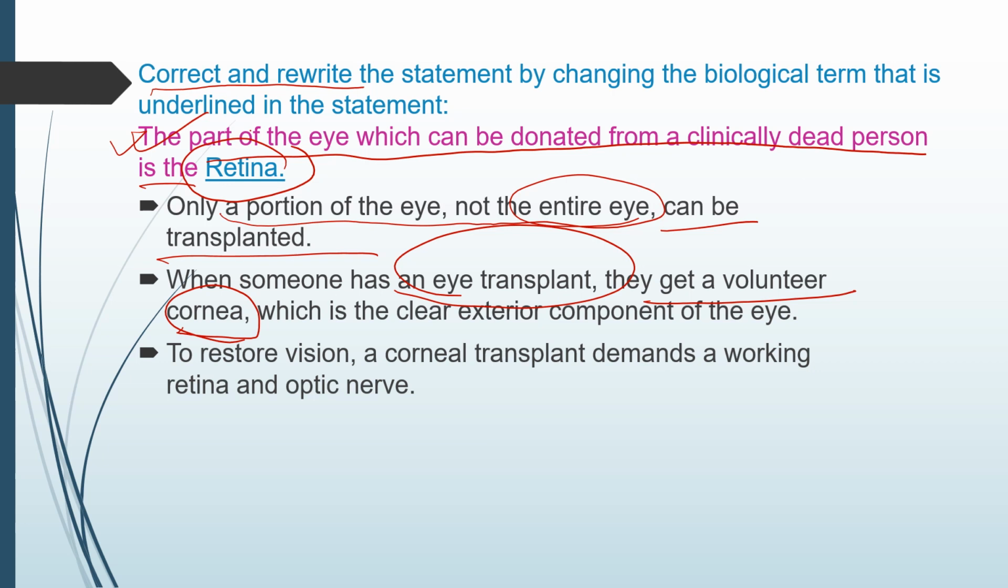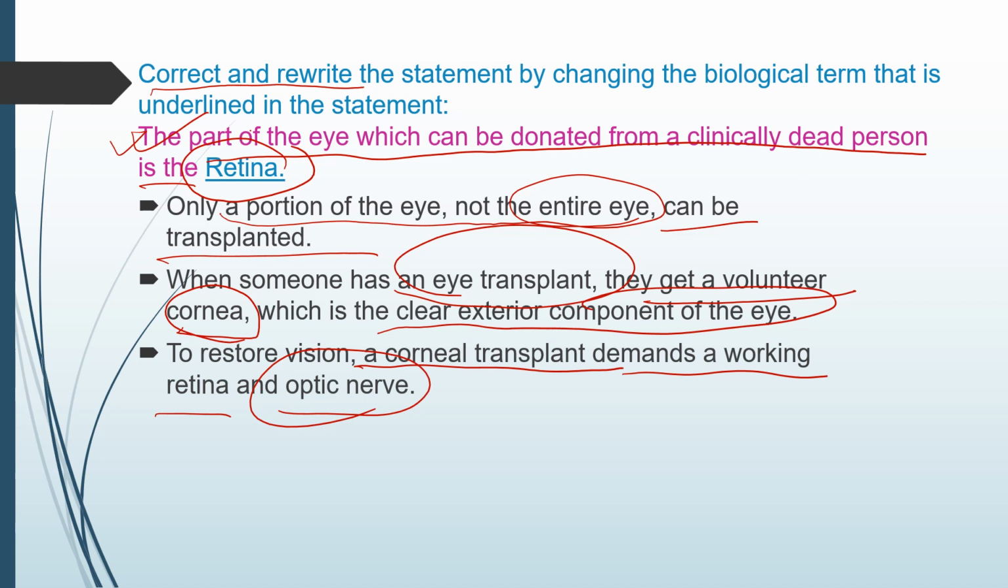So the cornea is being transplanted, which is the clear exterior component of the eye. Okay, so for the corneal transplant, what do they demand? They don't demand only the retina. When the cornea is transplanted, they demand a working retina with the optic nerve. If the optic nerve as well as the retina are not intact, in good condition, then it will not transmit the impulses to the brain. So the optic nerve should be in good condition. So in case of corneal transplant, it demands a working retina and an optic nerve.